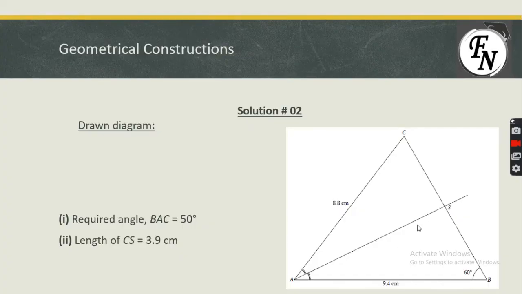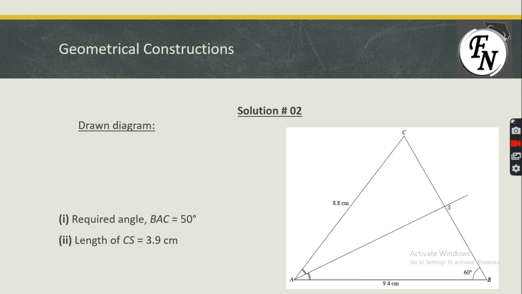So after the construction, we have obtained this triangle, that is AB of length 9.4 centimeter, AC is 8.8 centimeter, and angle B is 60 degrees. So the first part required us to measure BAC. So we have measured it as 50 degrees. After that, we have made the angle bisector of angle A, and then we have extended that line till point S. We have named the intersection of the bisector with CB as S, and then we have measured CS, which was required by the question.